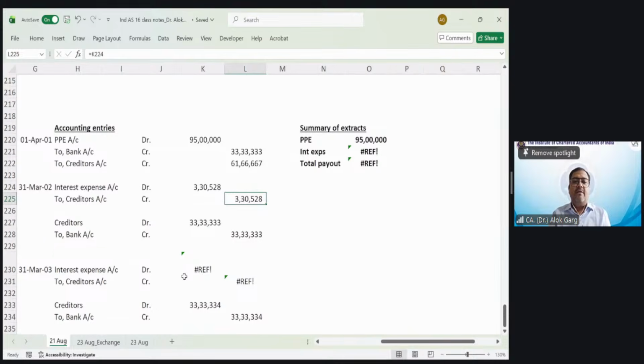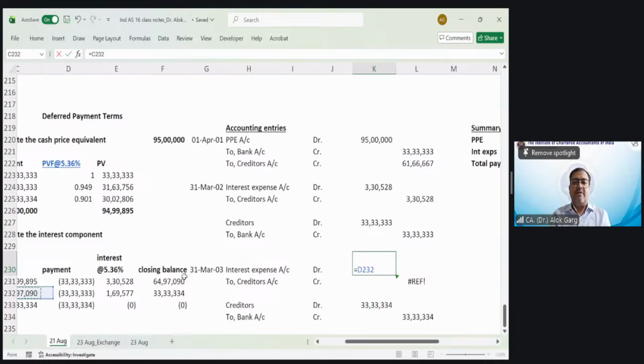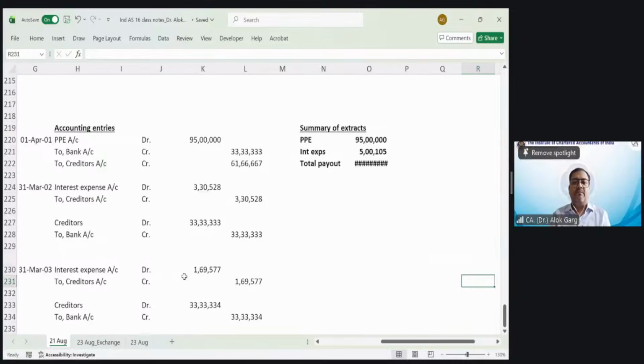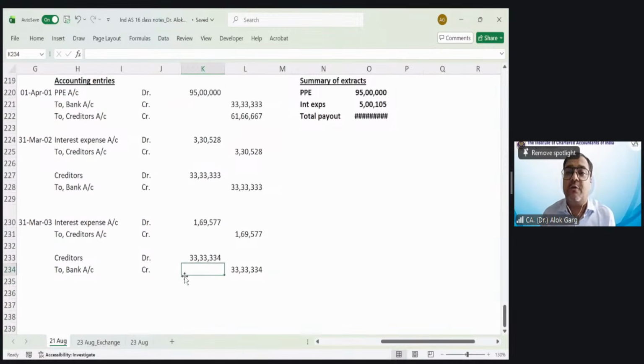Okay. Now what is my next entry? Creditors account debit to bank account. I'll pay, creditors account debit to bank on 31st March 20x2. Right. Then on 31st March 20x3, interest expense account debit to bank account. Yes. And creditors account debit to bank. These are the accounting entries.